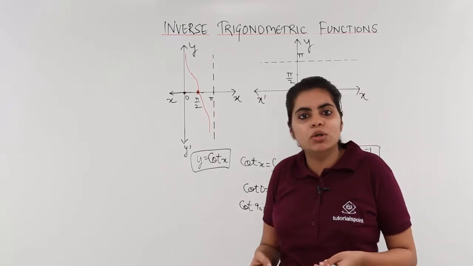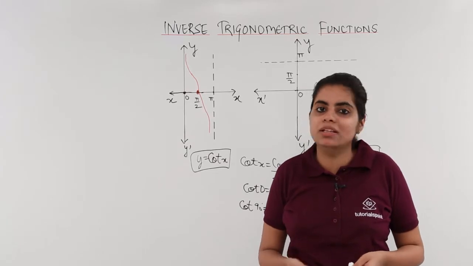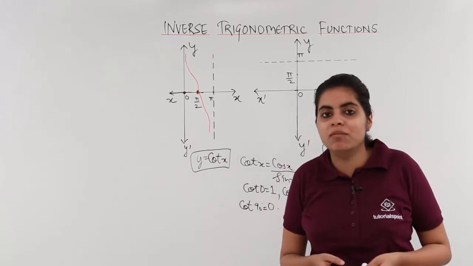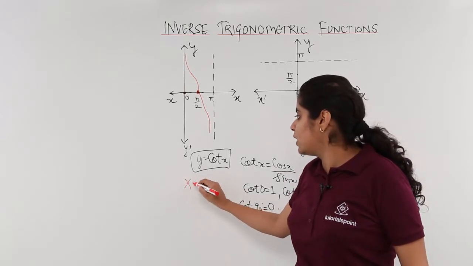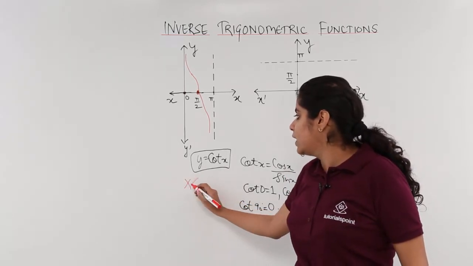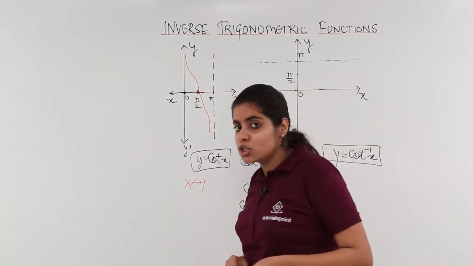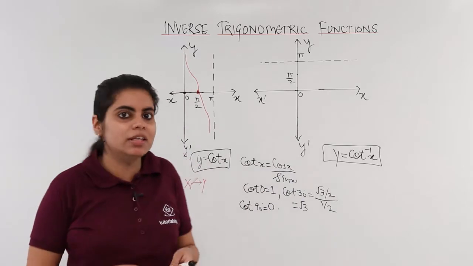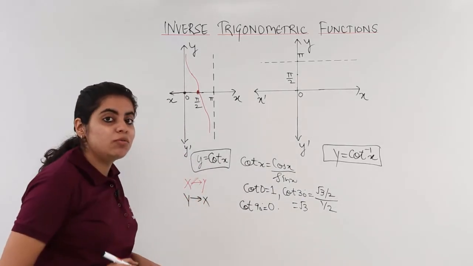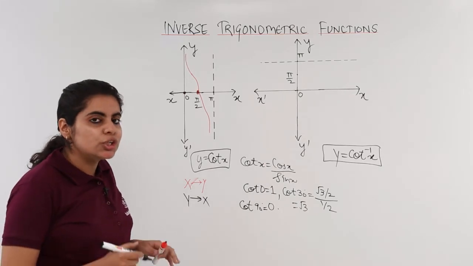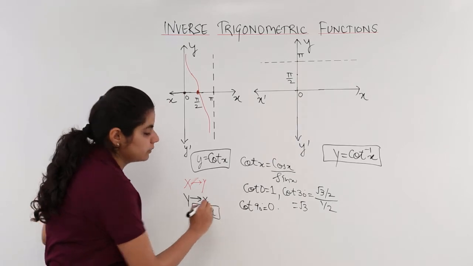But what about cot inverse x? Cot inverse x will be followed by simply three steps. We have already learnt them by now. You interchange your x with y. You also interchange your y with x. And the last thing that you do is the reflection about the line y is equal to x.